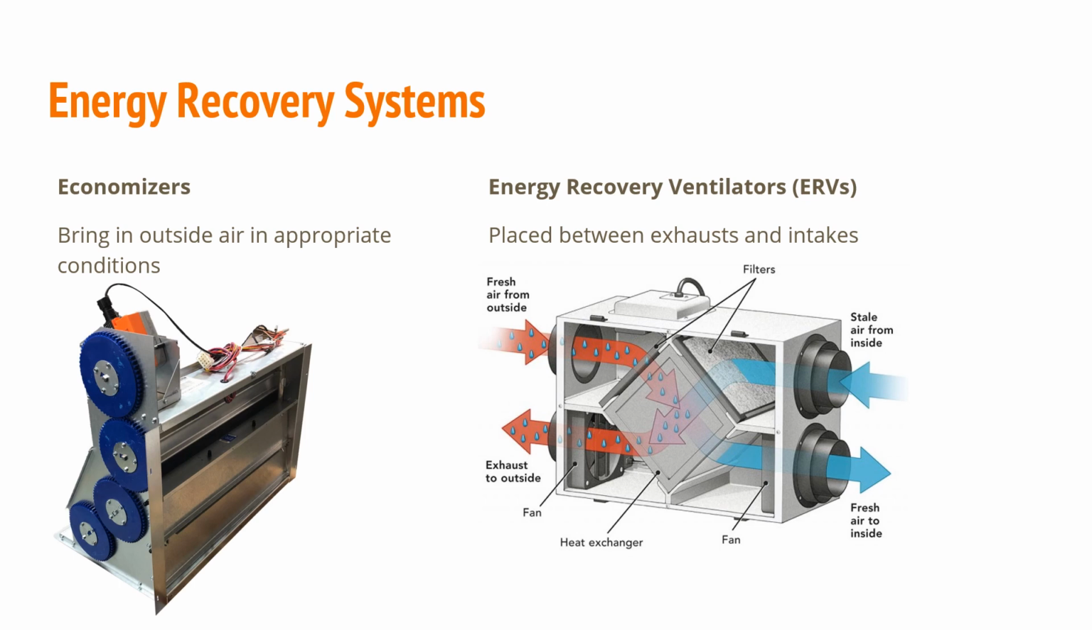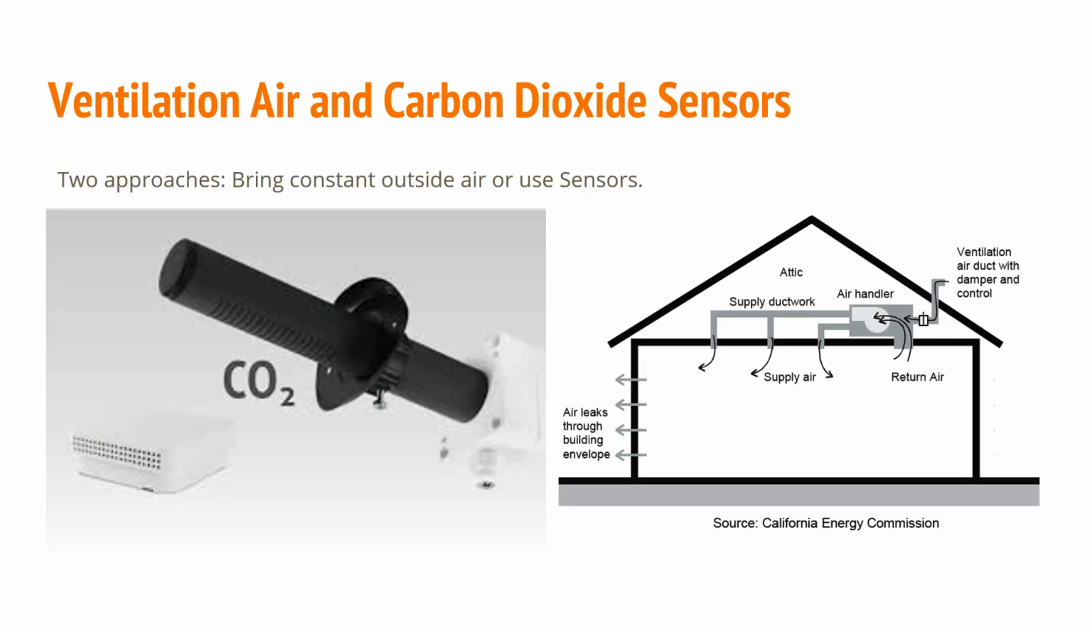From there, we have energy recovery systems, which come in 2 main categories. We have economizers, which bring in outside air in appropriate conditions, and then we have energy recovery ventilators, which are placed between the exhausts and intakes, and are meant to be a way to help circulate the air in a more efficient system rather than just direct pumping in, pumping out.